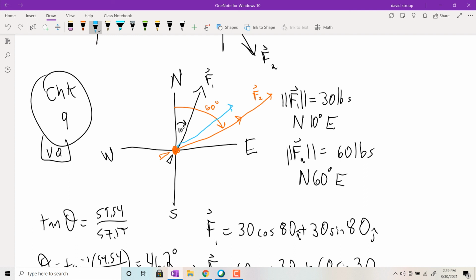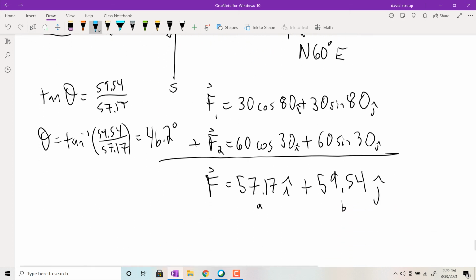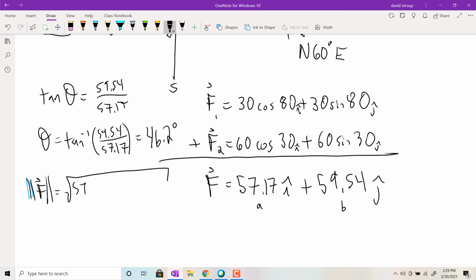Okay, so this would be kind of, I don't know how long it is. I don't know what the magnitude is yet. So let's get the magnitude as well. So the magnitude of F, you're just taking the square root of the components squared. So this will be the square root of 57.17 squared plus 59.54 squared. And again, going to your calculator, you'll end up getting 82.54 pounds.